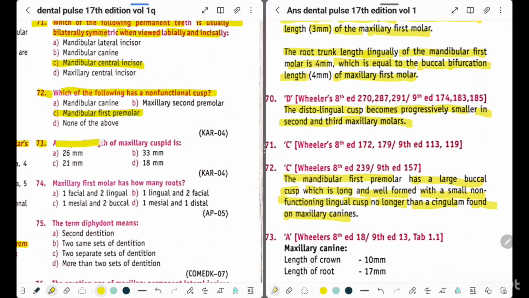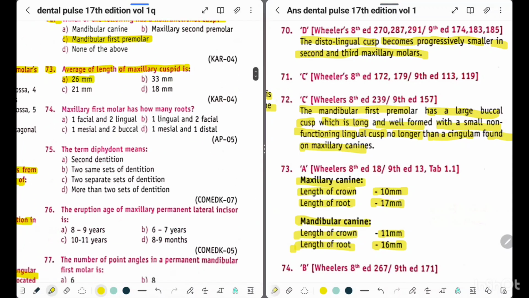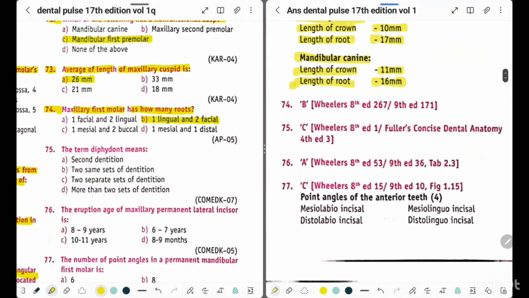Question 73. Average length of maxillary cuspid is. So its answer is 26 mm. Okay. So its explanation is maxillary canine length of the crown is 10 mm, length of the root is 17 mm. In mandibular canine, length of the crown is 11 mm and length of the root is 16 mm. Okay. So question 74. Maxillary first molar has how many roots? So its answer is B, 1 lingual and 2 facial. Okay. It has 3 roots, 1 lingual and 2 facial.